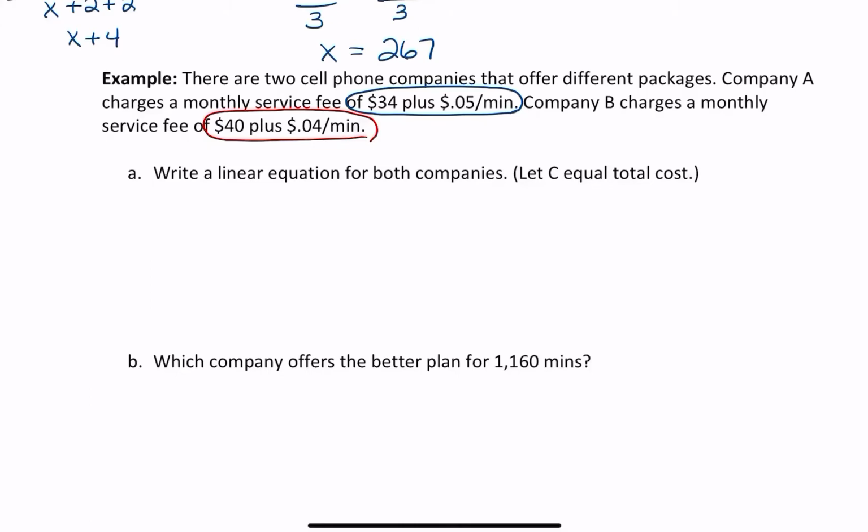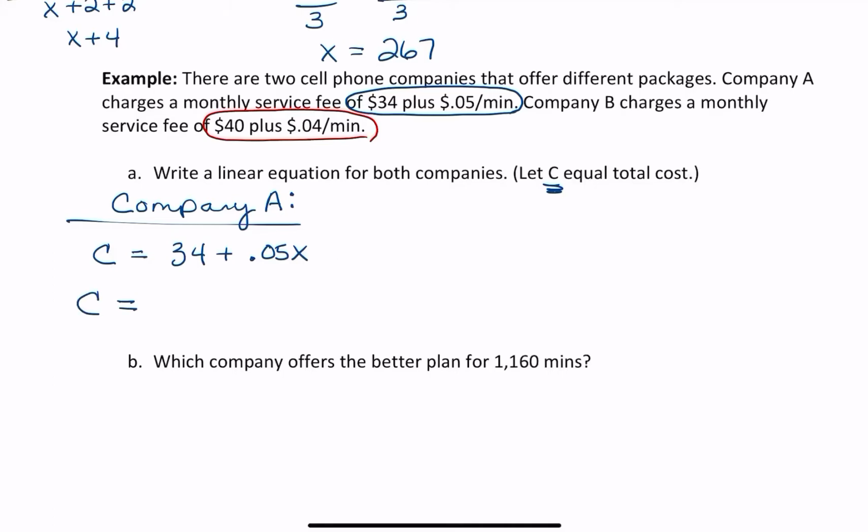So if I want to write a linear equation for both companies, we're going to let C be the total cost. Company A is going to be the cost equals 34 plus 5 cents per minute. So we're going to use the x to represent the number of minutes. And then, of course, if you want to keep it in y equals mx plus b, you would just flip that around. But either one of those is acceptable.